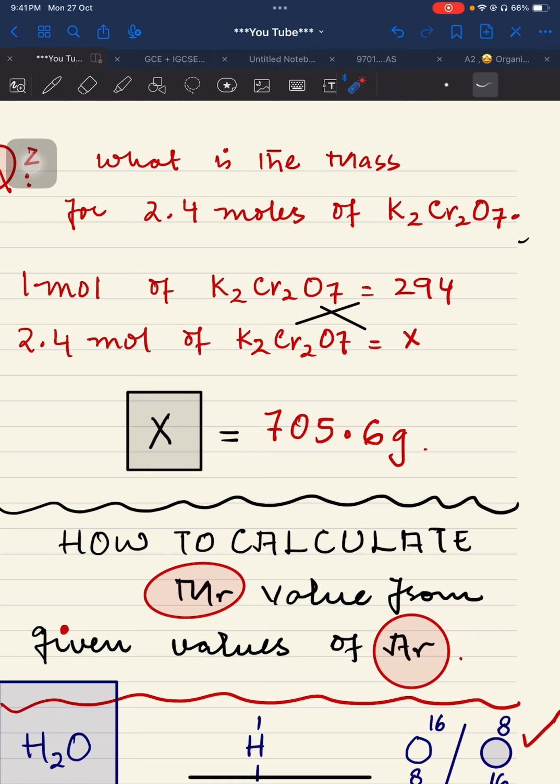I'm remembering that joke which many of my students were cracking in the class. They used to call K2Cr2O7 as CR7. So it's up to you how you are going to keep that in your mind.